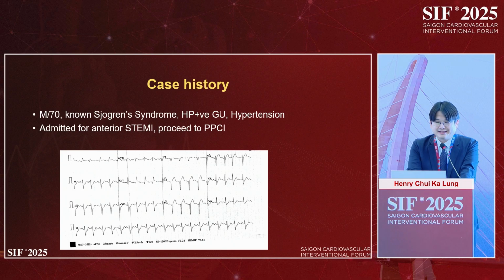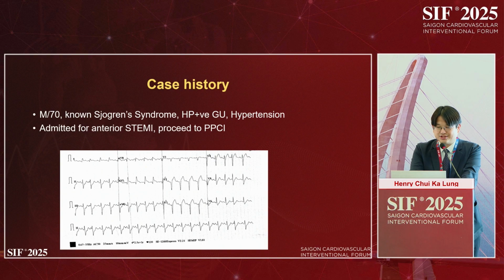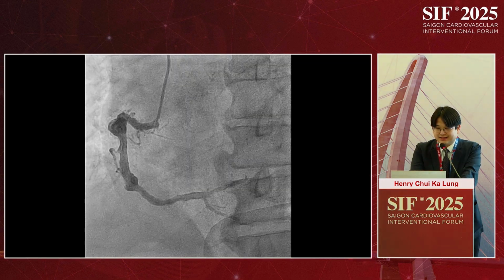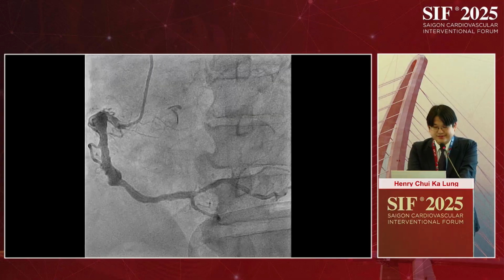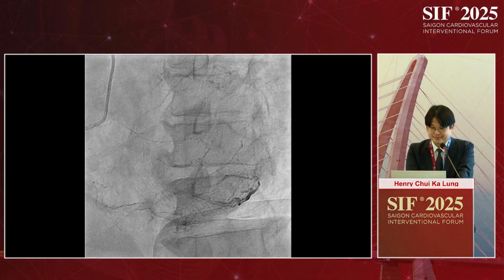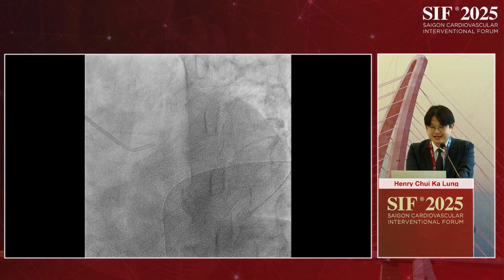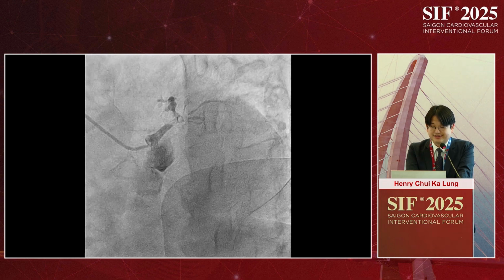The second case is a 70-year-old with a history of Sjogren syndrome, gastric ulcers, and hypertension. He was admitted for anterior STEMI, and we proceeded to primary PCI. This is the angiogram. The right coronary shows quite a lot of aneurysm formation in the mid segment. It is a dominant RCA, but there's no significant stenosis.